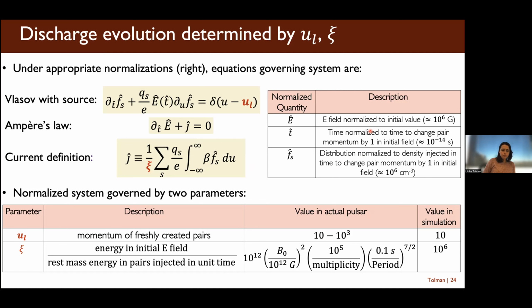And then there's this parameter Psi, which appears in the definition of a current. This is just the energy in the initial electric field divided by the rest mass energy in pairs injected in a unit time. This has a value of roughly 10 to the 12 for typical pulsar parameters. We use a smaller value in our simulation just to compare with our analytics, but you could use a larger value. It would just take longer to simulate.